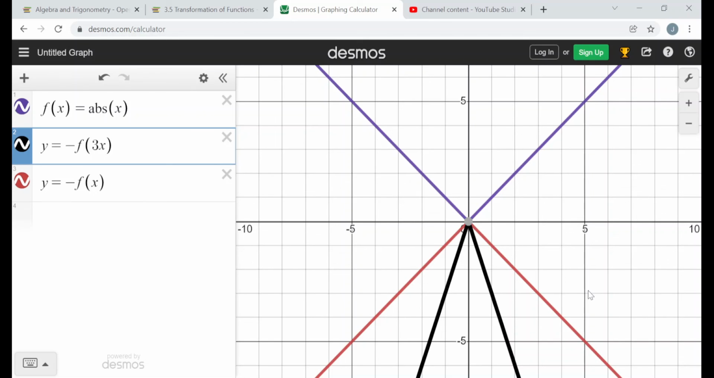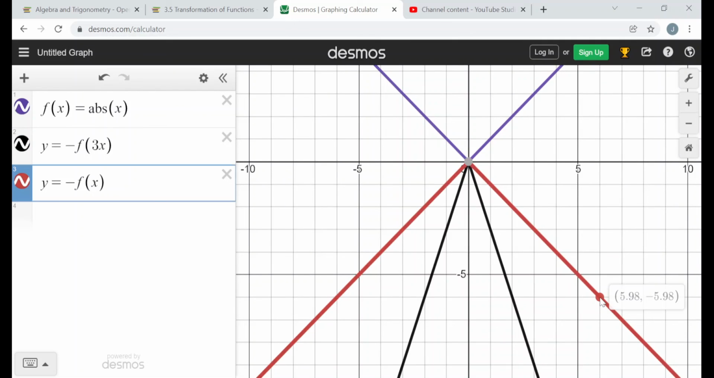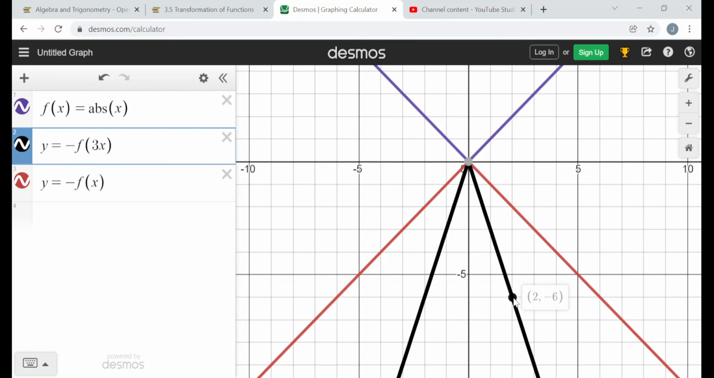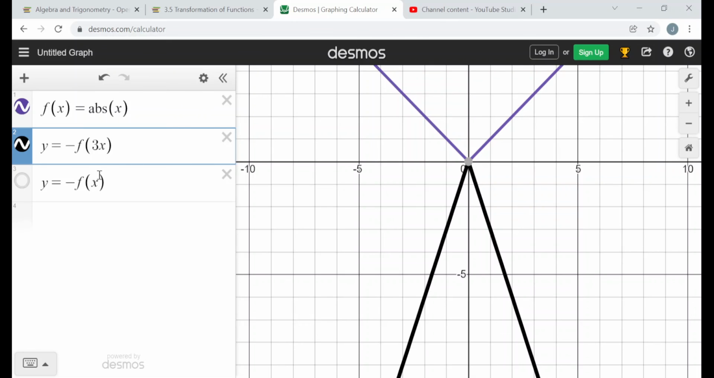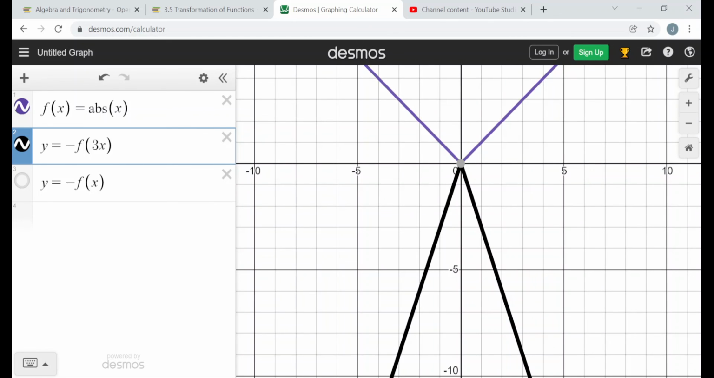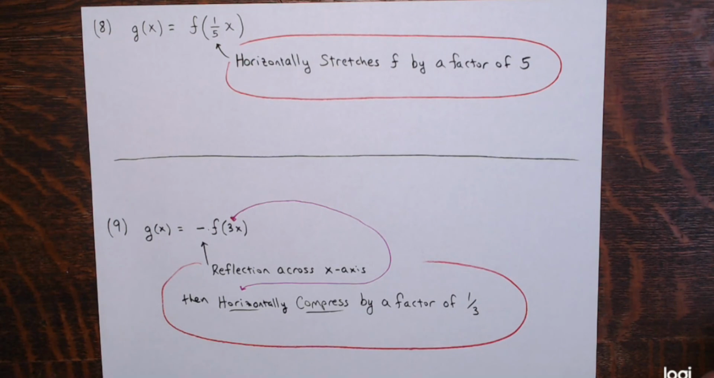Okay? And here's the point 6, -6 on this graph. Multiply the x coordinate by 1/3, you get 2, -6 on this graph. But yeah, so there was a reflection across the x-axis, and then a compression by a factor of 1/3 horizontally, to get that final graph there. That was how I described it on paper as well. Reflection across the x-axis, then horizontally compressed by a factor of 1/3, and you'll get your final graph no matter what f of x started off being.